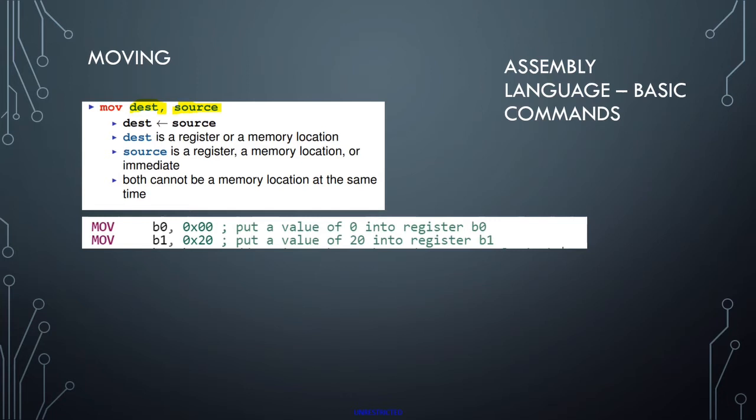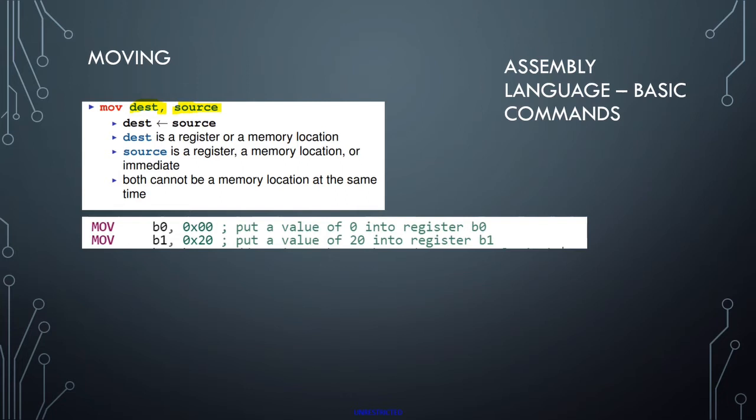Now, sometimes the source is a register, so you're moving a piece of information from one register to another, or sometimes the source is just the information itself. It's not in the system yet, and you have to load it in. So we put the information in directly, and we'll look at an example in a second that shows that. So we have a destination and a source.